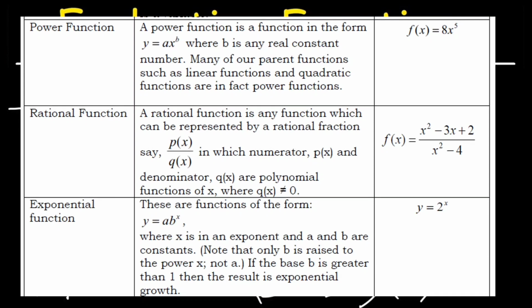Rational function. A rational function is any function which can be represented by a rational fraction, say p of x over q of x, in which numerator p of x and denominator q of x are polynomial functions of x, where q of x is not equal to 0.